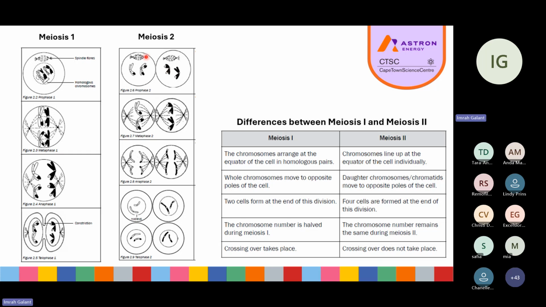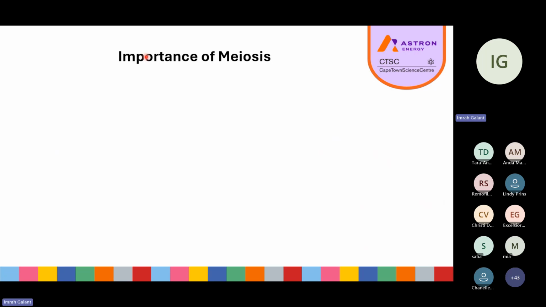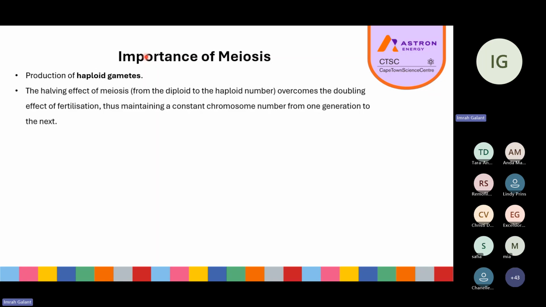Okay, so moving on to the next one. Now we're going to look at the importance of meiosis. So why is meiosis important? Basically, it produces haploid gametes. Then, meiosis is also important because the halving effect of meiosis overcomes the doubling effect of fertilization. So basically, in meiosis, you move from a diploid to a haploid number.